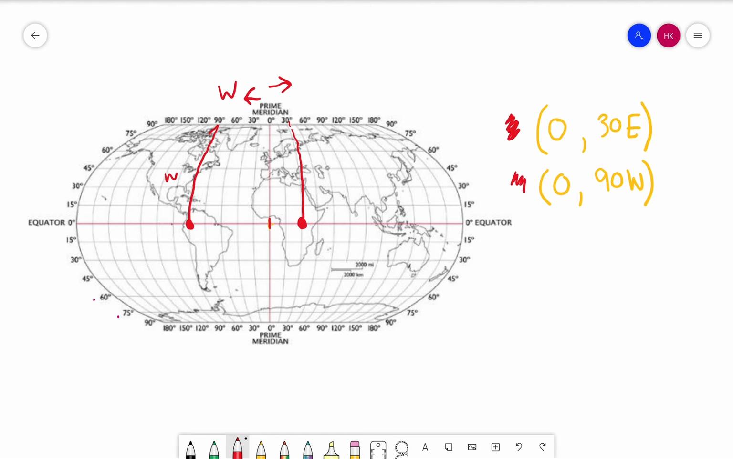Okay, I'm going to give you a few coordinates to practice. So we're at 0. Let's do 45 east and 0. Let's do 30 west. Okay, go ahead and pause and write these two on your maps. And instead of doing A and B, we're going to do C and D.